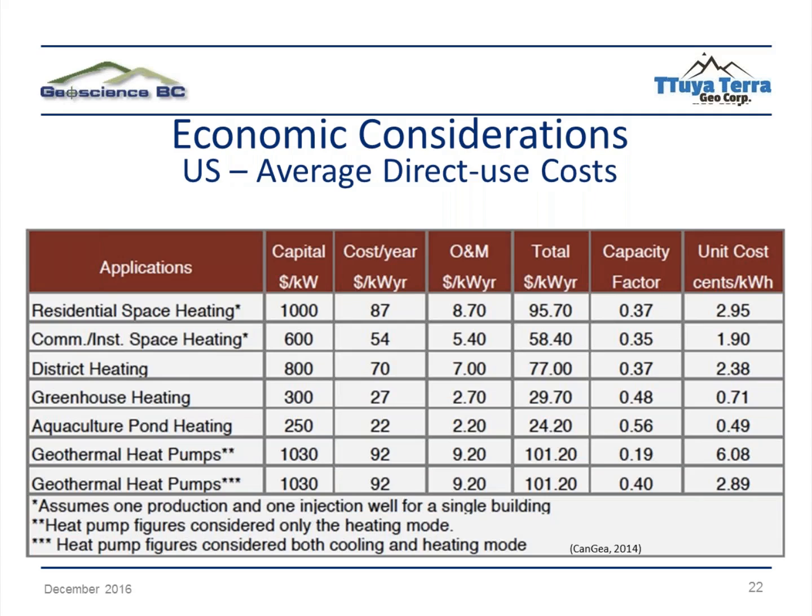So here we are highlighting the different types of direct use applications and what the capital costs are, what the operating and maintenance costs are, and then what the total costs are per unit, per kilowatt hour, and per kilowatt year. So we've got here residential space heating, and then greenhouses, aquaculture, and also comparing those costs to geothermal heat pumps.